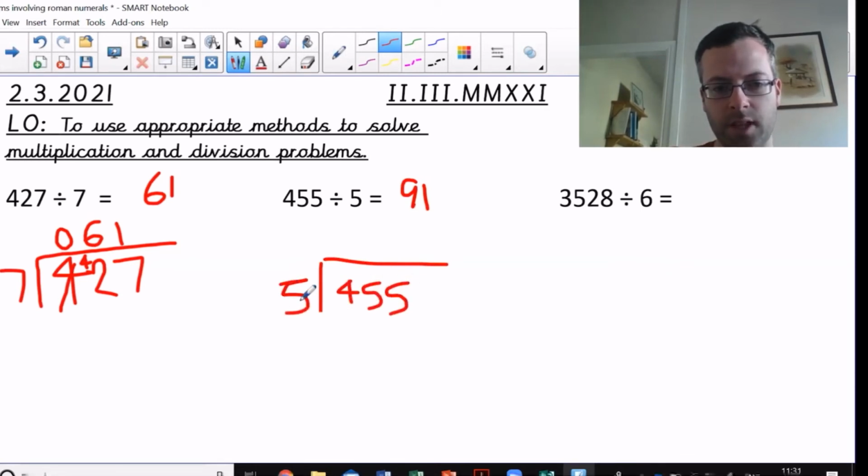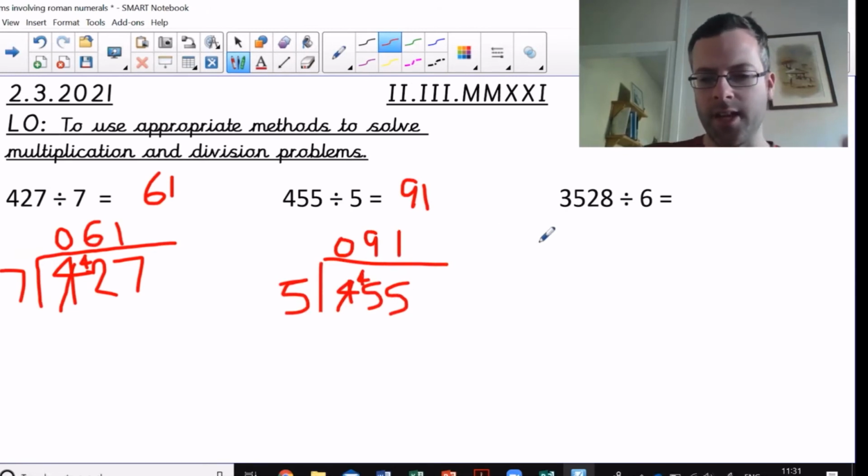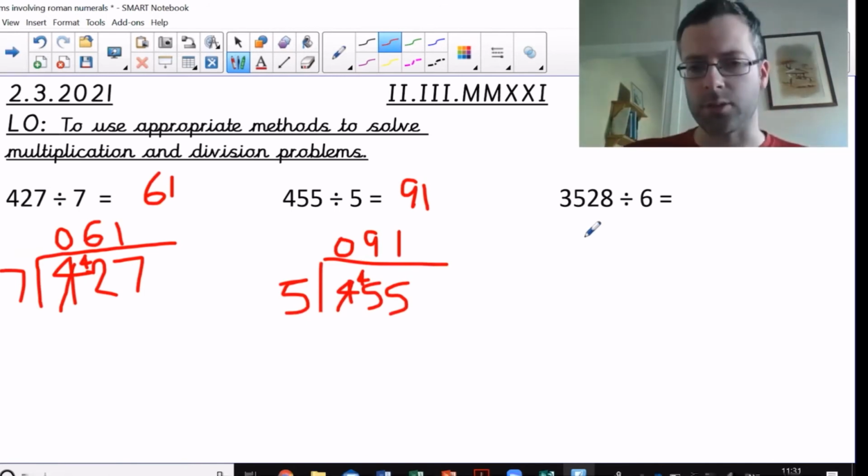How many 5s go into that 4? And there's none. How many 5s go into that 45? And there's 9 with no remainders. How many 5s go into that is 1. My answer is 91. And then last one on this page, and then there's just one more page to go.